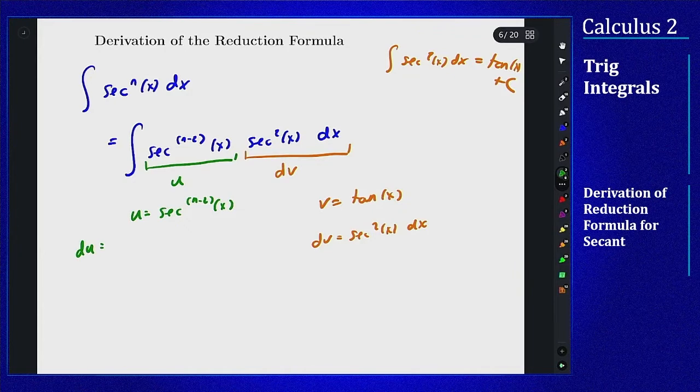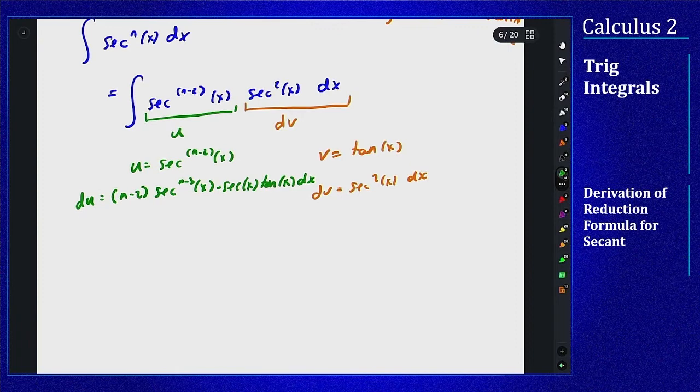This is a power of the secant function, the composition of functions. The derivative will be n minus 2 times secant to the n minus 3 of x. That's differentiating the n minus 2 power. And now I need the derivative of the inside. Well, the inside is secant of x. Derivative of secant is secant times tangent. I can put those two secant powers together. That gives me that du here is n minus 2 secant to the n minus 2 of x times tangent of x. And now I can write out my formula.